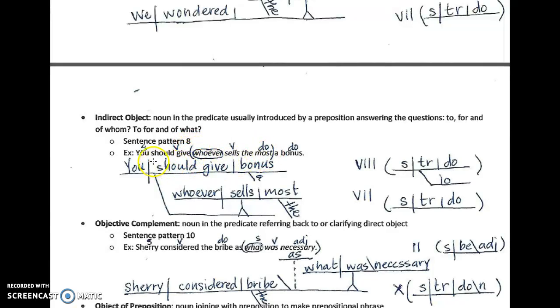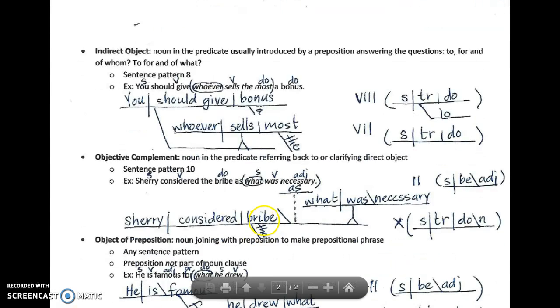So what I'm going to do is diagram the main sentence first. You should give a bonus. So that's subject, transitive verb, and direct object. And then the implied is a bonus to whoever sells the most. Whoever is one of those whose functions is the noun, so it goes in the noun slot here. Then we have our verb and our direct object. And that goes on that horizontal line below the diagram. The slanted line implies that there's the preposition to here, but we don't write it down because it's not written in the sentence.